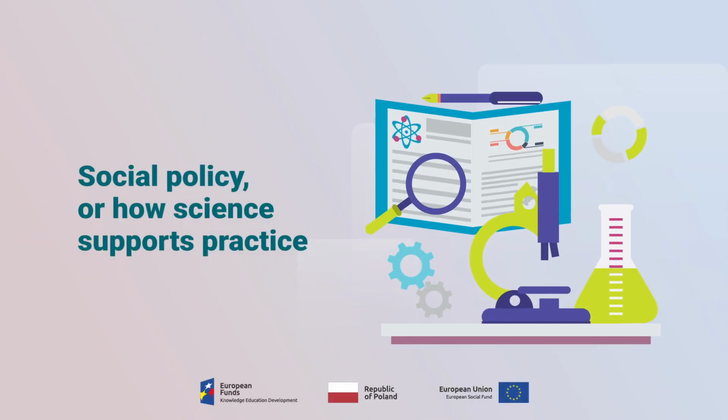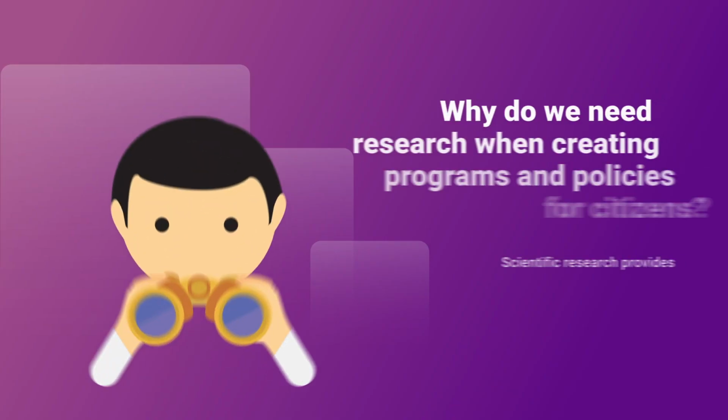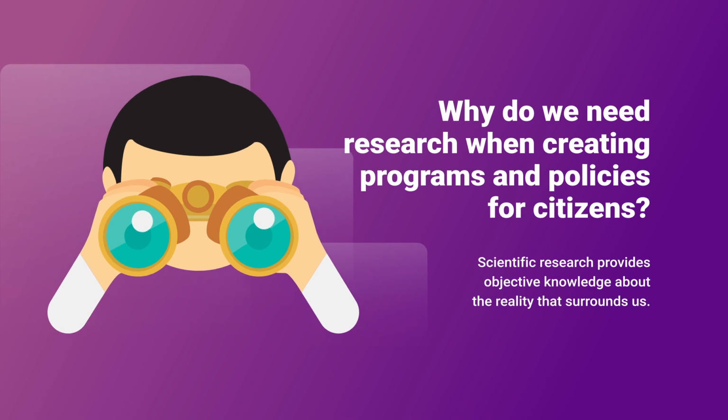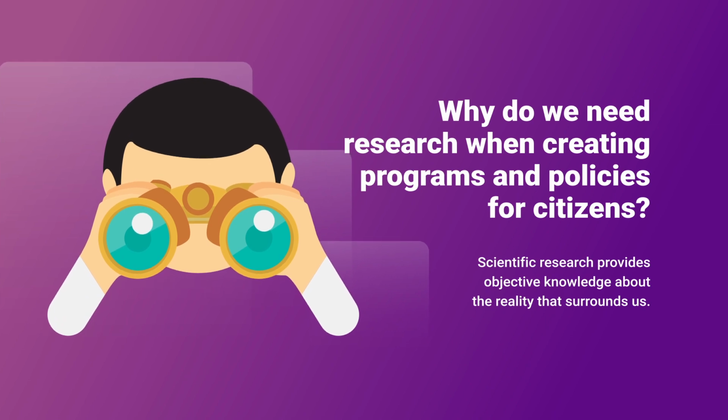Social policy, or how science supports practice. Why do we need research when creating programs and policies for citizens? Scientific research provides objective knowledge about the reality that surrounds us. Using scientific methods, we discover things that may otherwise be difficult to notice.